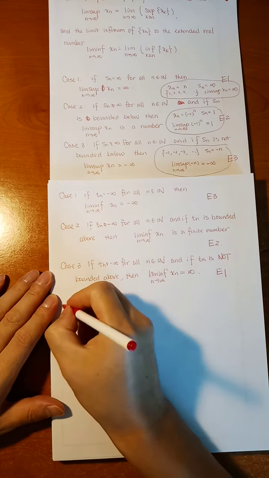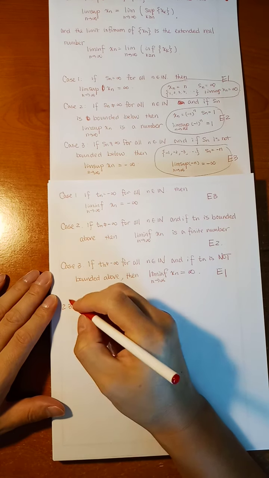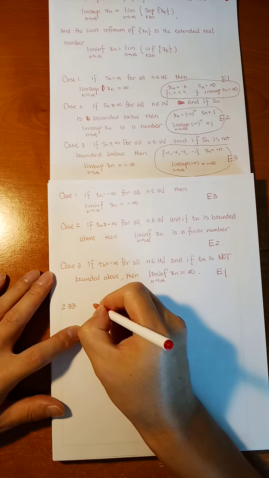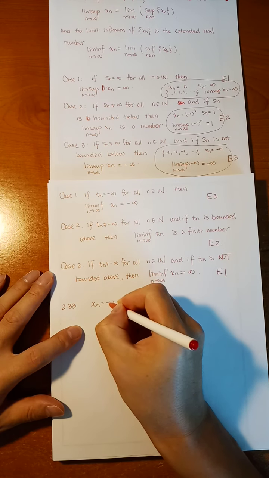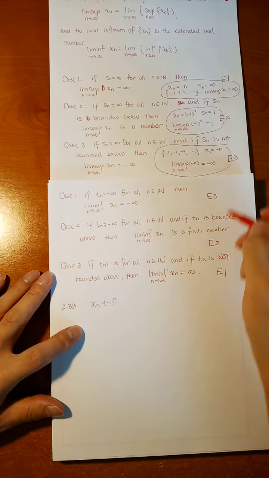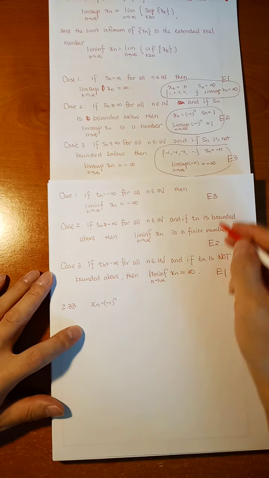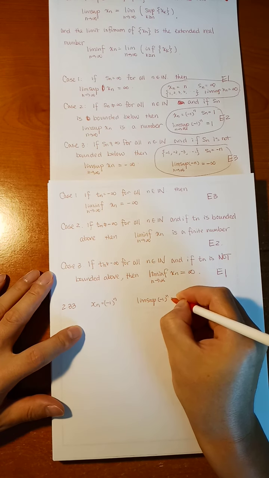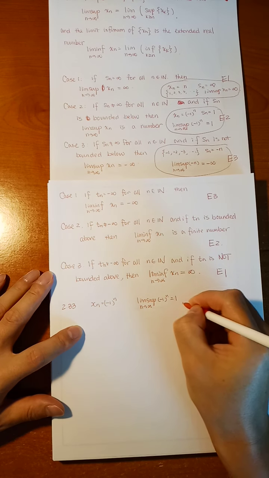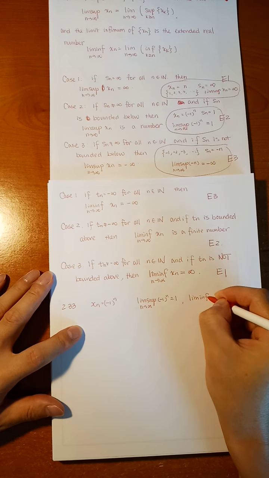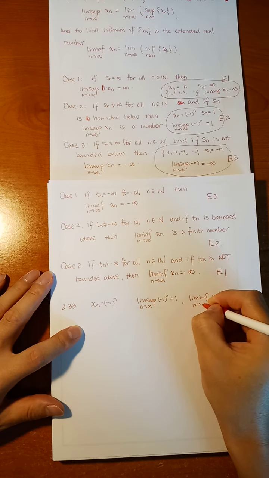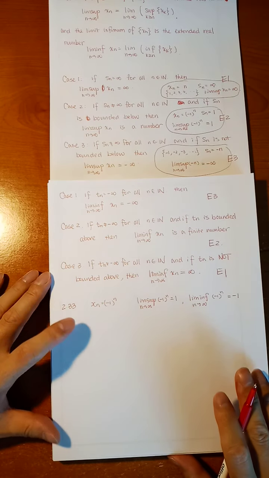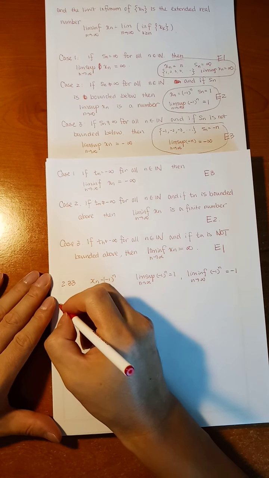In the textbook, exercise 2.33, they ask you to do the situation Xn equal to (-1) to the n. That's this one, the second example. We already discussed that the lim sup is 1 and the lim inf is -1, because when n is odd, it's always -1. So the infimum Tn is always -1. It's constant.